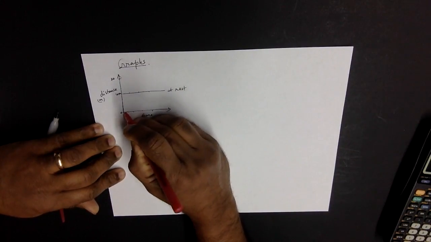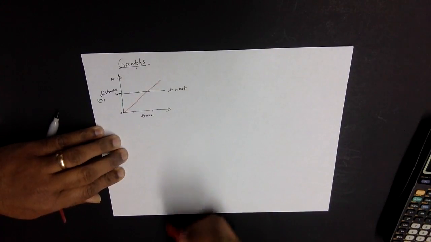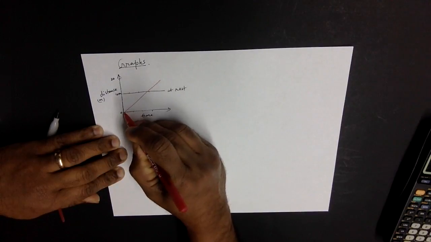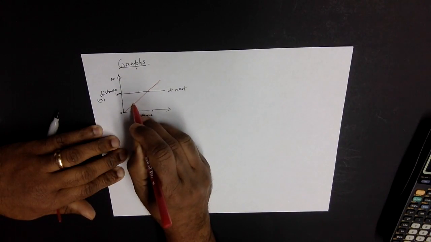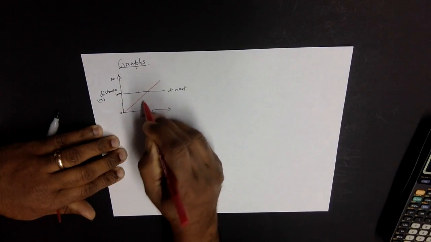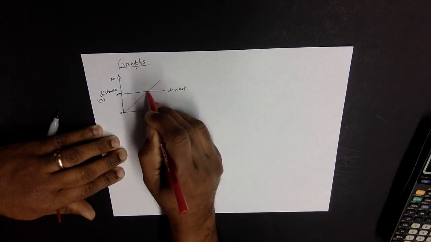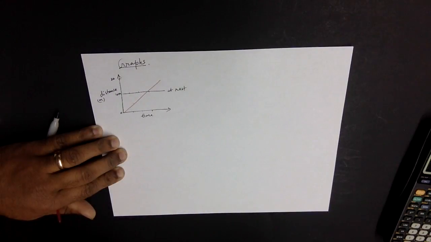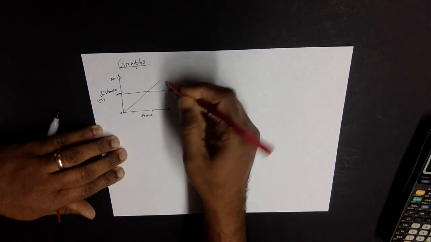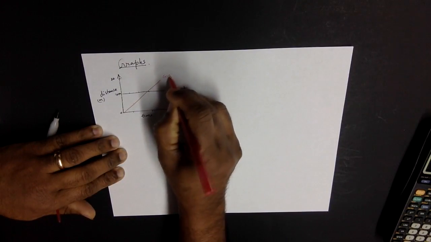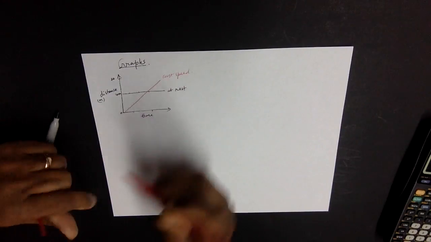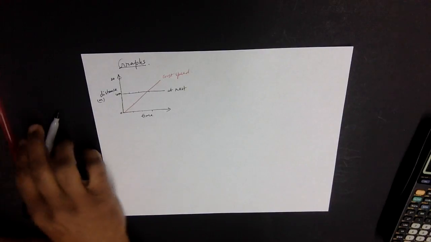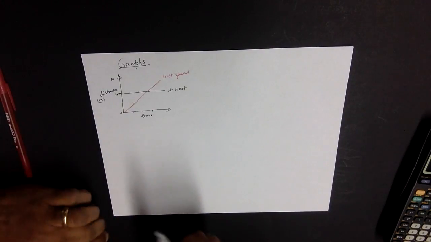Now what does this mean? Here you are at 0 meters, after 1 second you've gone somewhere, after 2 seconds you've gone further, after 3 seconds you're at 10 meters, and so on. So this means you're moving at a constant speed, because you're moving through the same displacements in the same intervals of time.